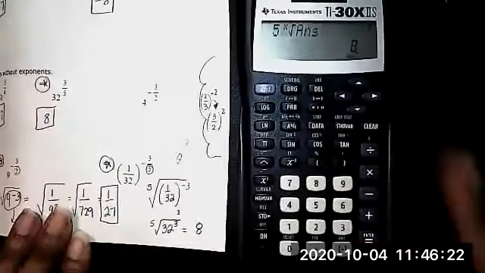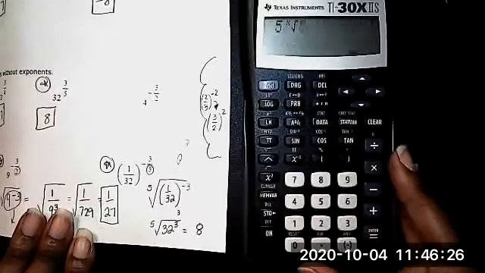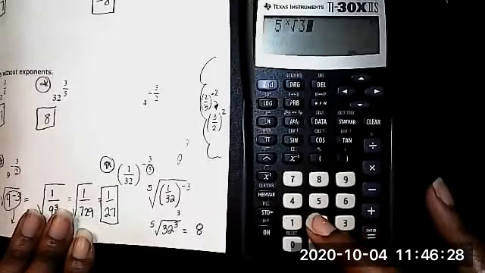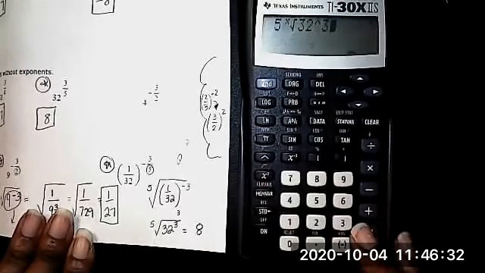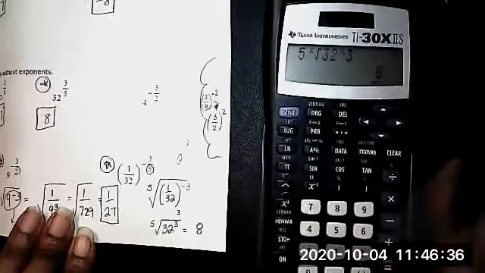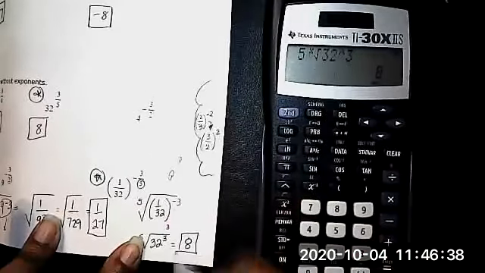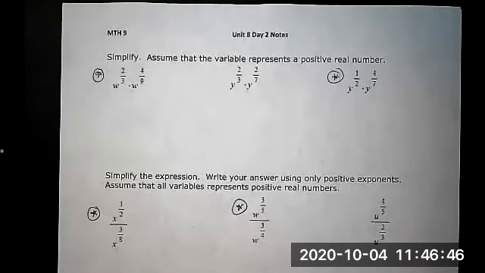Or you can just throw this in your calculator. 5, second, x, and I'll say 32 raised to what? The 3rd power. And this will also give me 8. Okay? So we still got the same answer there. And that's my answer for that. All right, next page. Assume that the variable represents a positive real number.